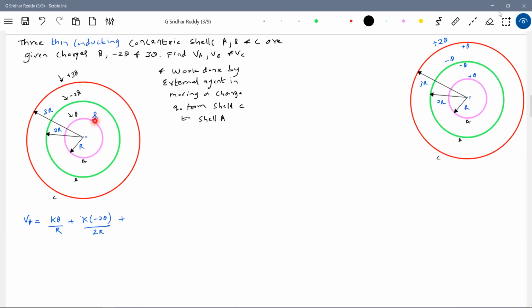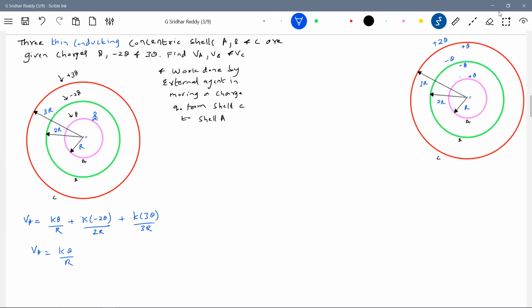Then you are here. Assume that shells A and B are not there, only shell C is present. Since you are inside shell C, what is the potential on the surface? That should be the same everywhere inside. So K times 3Q by 3R. So it will become KQ by R. That is the potential of shell A.